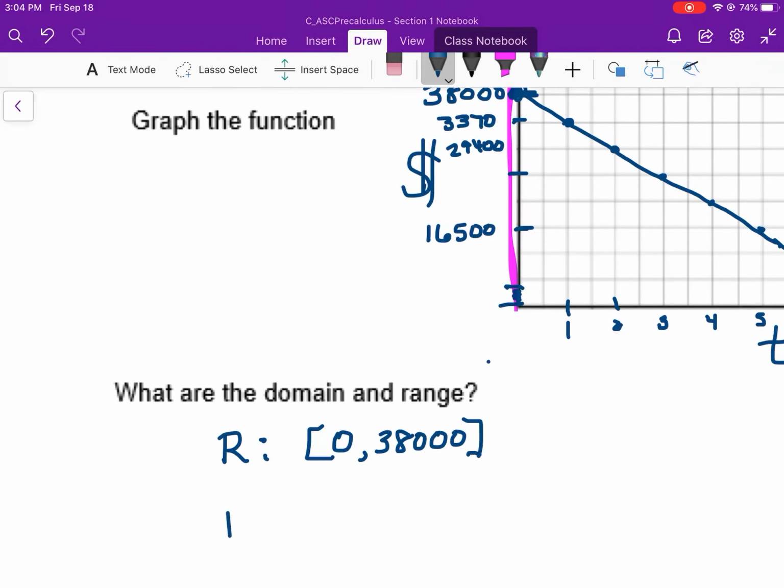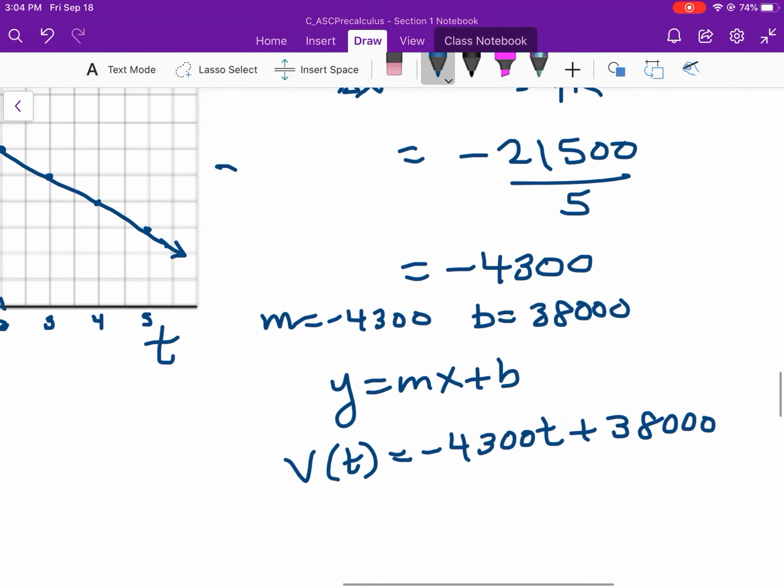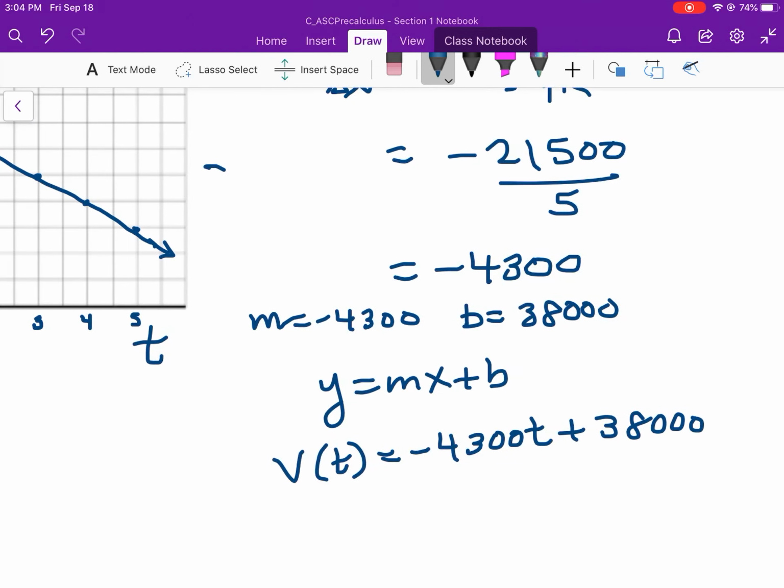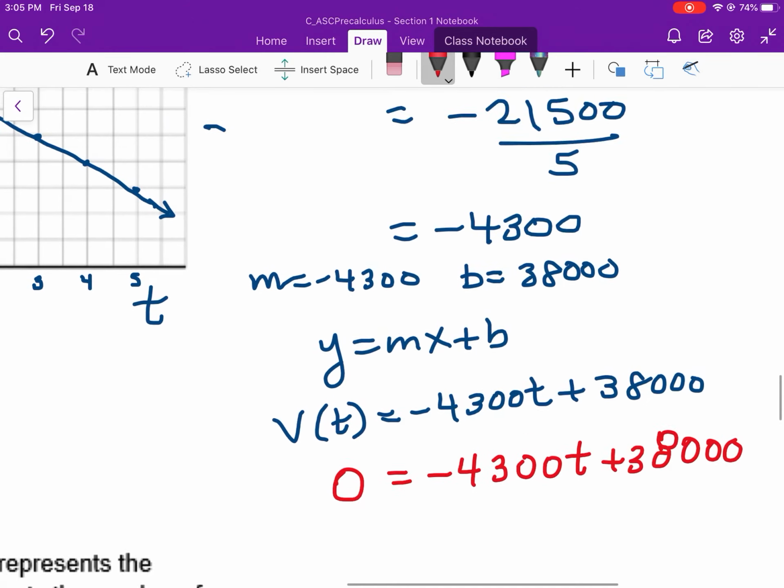What's my domain? Well, I guess my starting point would be 0, correct? And then after however many years that it is to get to 0, I don't even know. I could figure it out, though, by putting my value here. Let me change colors real quick. I could put the value as 0 and try to figure out how many years it would take to get to 0, right? That's kind of cool. Lots of things you can figure out from this.